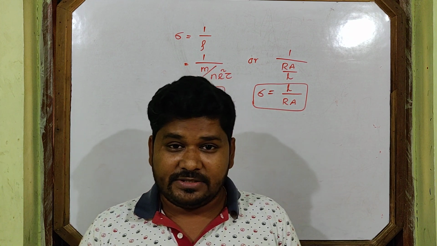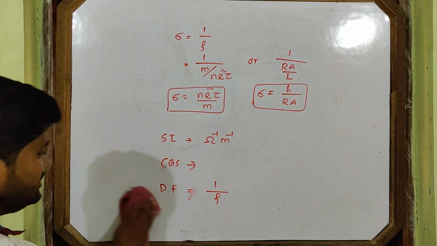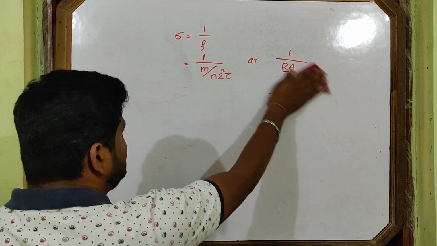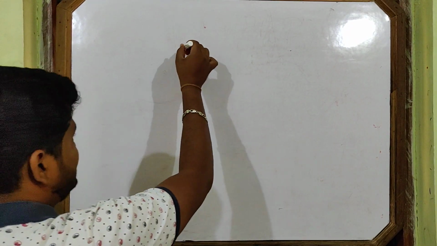Like this, we are now discussing more and more terms in this chapter. Next we come to the next term, that is the current density. So what happens in current density? What is current density?